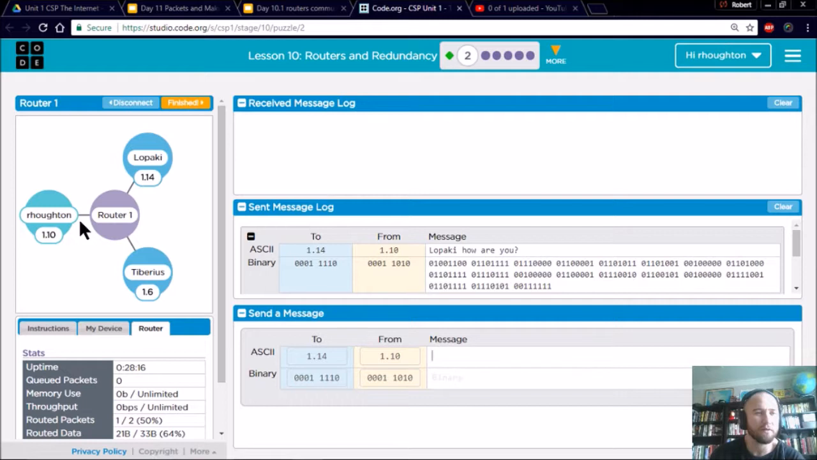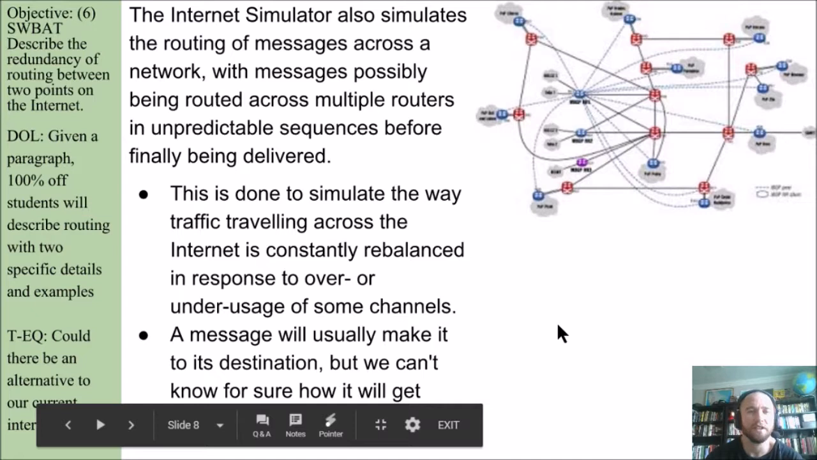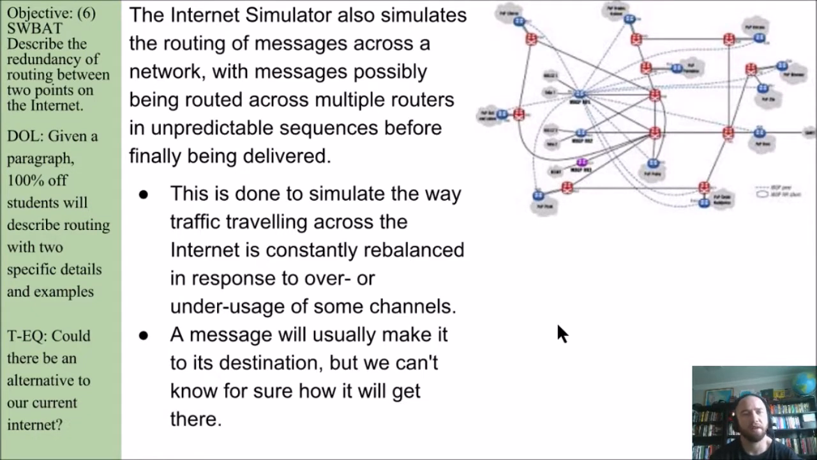Maybe you have some personal information you're sending to someone. How do you know for sure that the address you're sending the information to is the person you think you're talking to? So this internet simulator also simulates the routing of messages across a network, with messages possibly being routed across multiple routers in unpredictable sequences before finally being delivered.